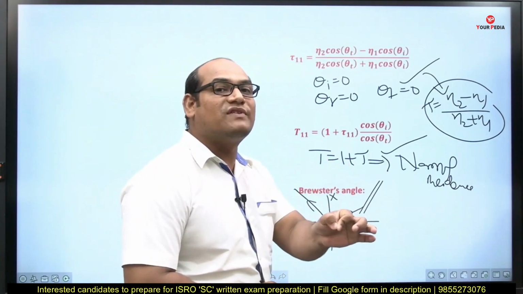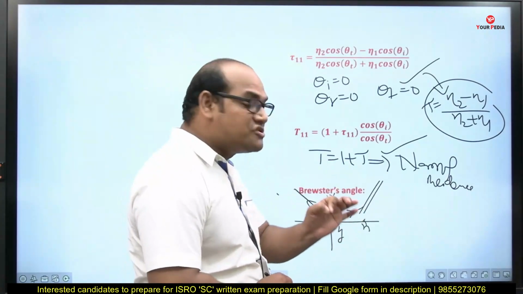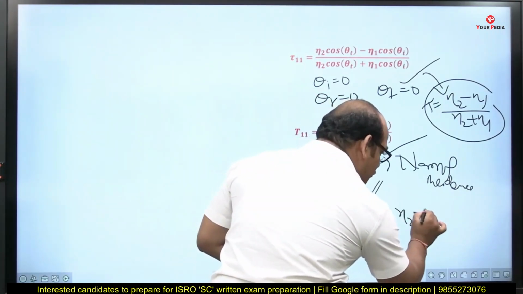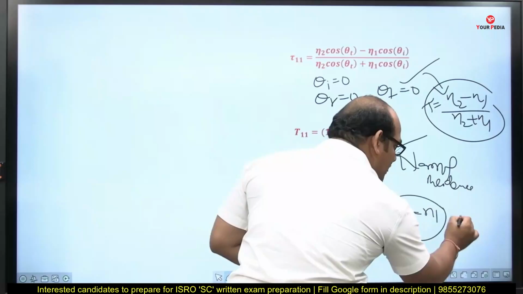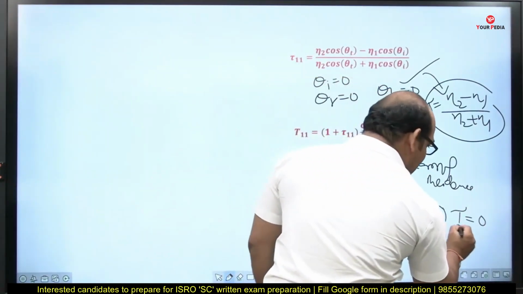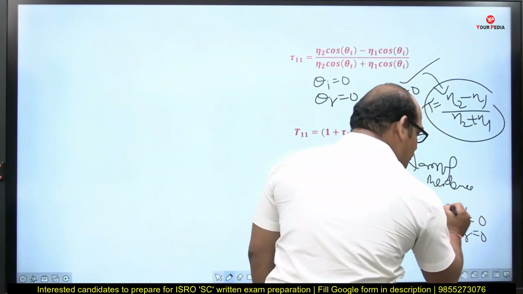Actually, to have 0 reflections, what is the criteria? Eta 2 must be equal to eta 1. Then tau is equal to 0. The reflection coefficient is 0. That means the reflected wave is equal to 0.